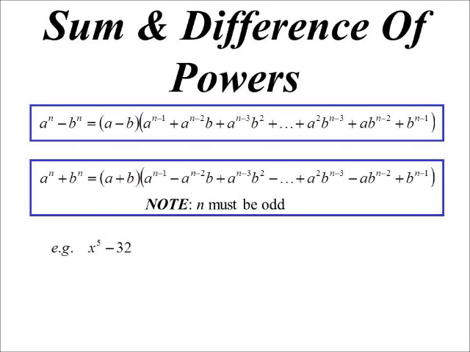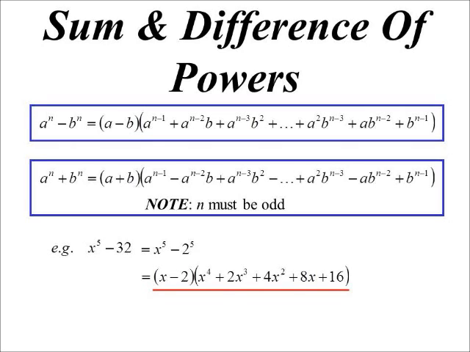So if I had to factorise x to the power of 5 minus 32, which technically, I'm not saying you'd write this down, I mean, that's what we're thinking. Okay, well, 32 is 2 to the power of 5. So I know it will start with x minus 2. Then the powers of x will go down by 1, so it's x to the power of 4. And the powers of 2 will go up by 1.